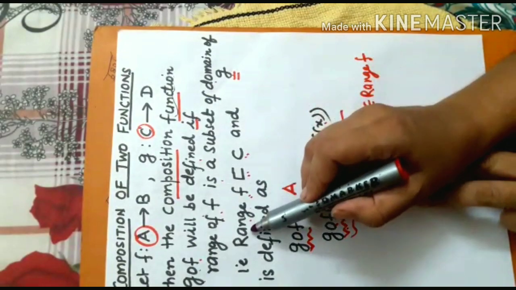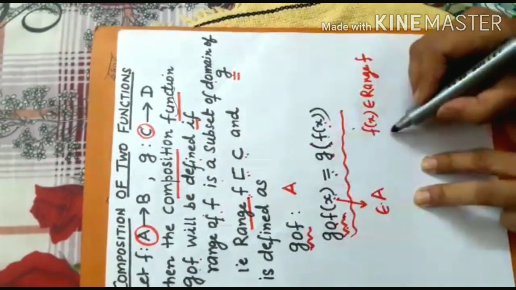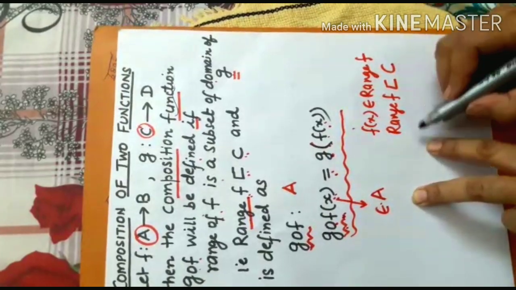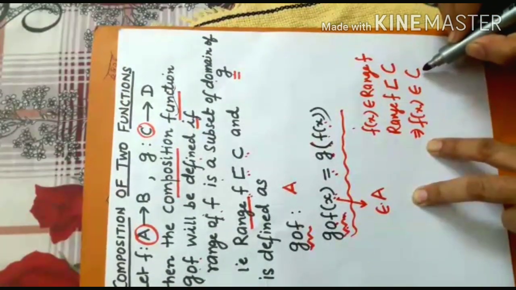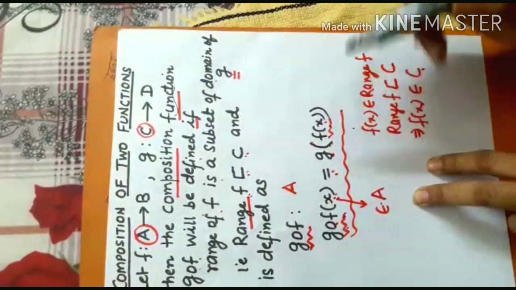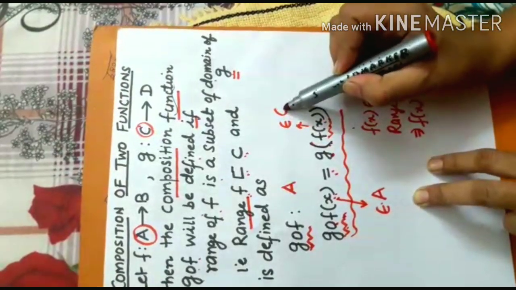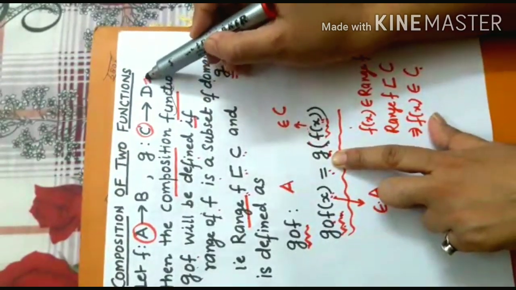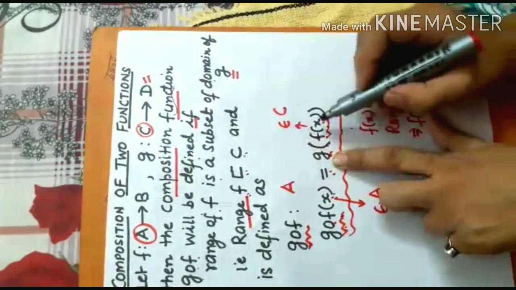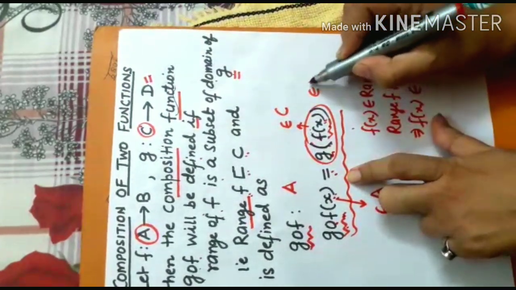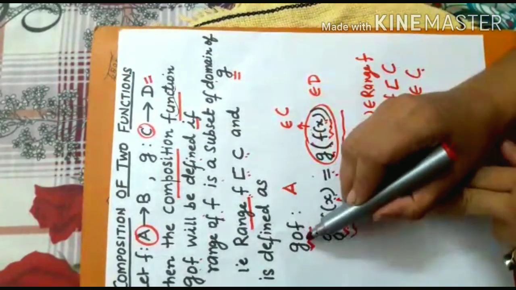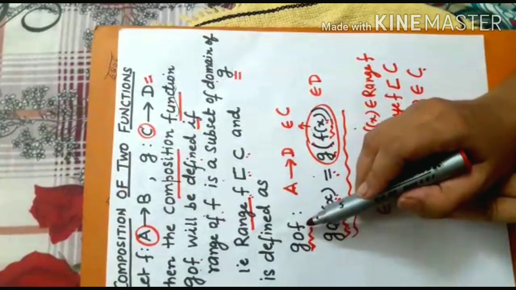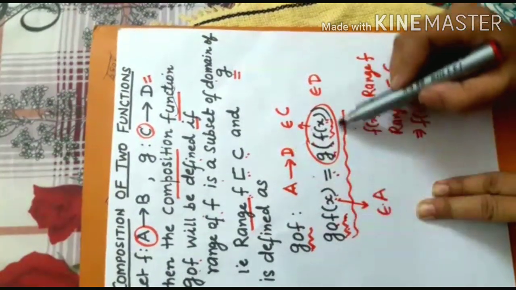Now this f(x) will belong to the range of the function f. According to this condition, range of the function f is a subset of C. That means f(x) belongs to the set C. Now with this element, g will associate an element of the set D. So this element will finally belong to the set D. So domain of the function gof is A and its codomain will be D. So gof will be a function from A to D and is defined by this.